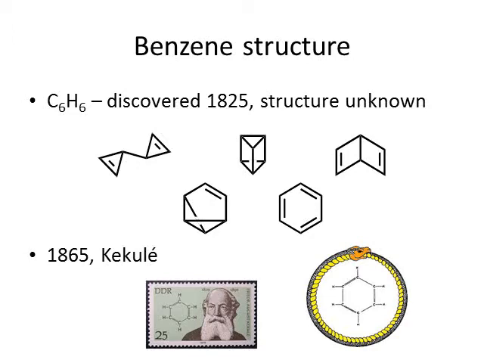Huckel tells a story that he fell asleep thinking about this problem, and he had a dream where there was a snake that wrapped around and bit itself on the tail. And when he woke up, he realized that benzene must have a cyclic structure, where you had a loop of single and double bonds.